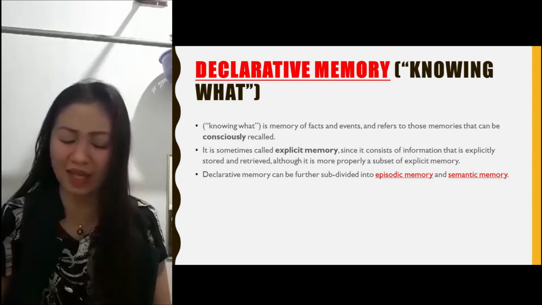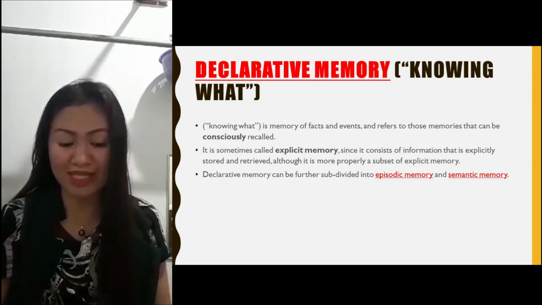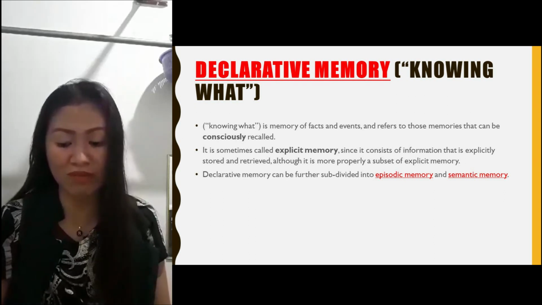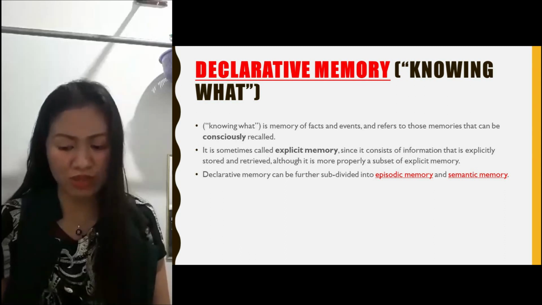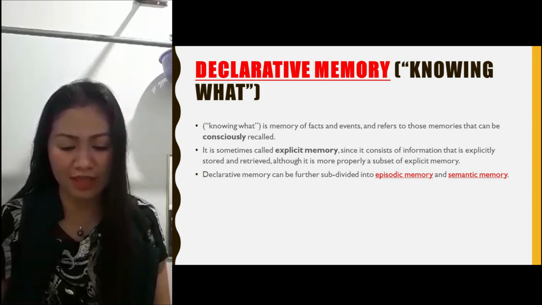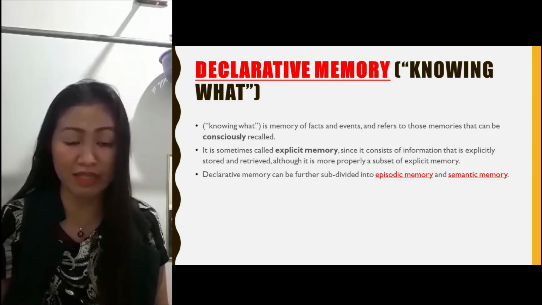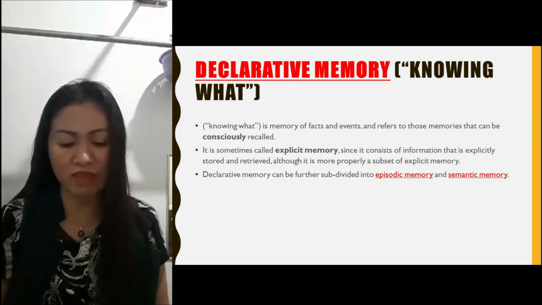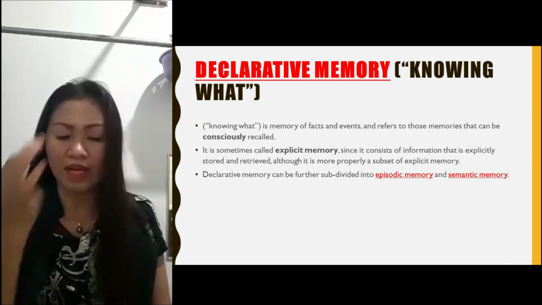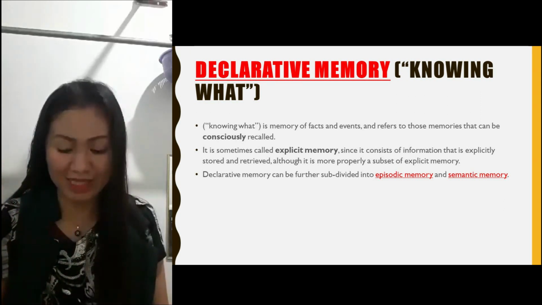By the way, what is declarative memory, guys? Declarative memory is a type of long-term memory that involves conscious recollection of particular facts and events. Sleep does in fact lead to a benefit for declarative memory. Conscious memory of a particular fact or event. So, it is closely related to explicit memory.